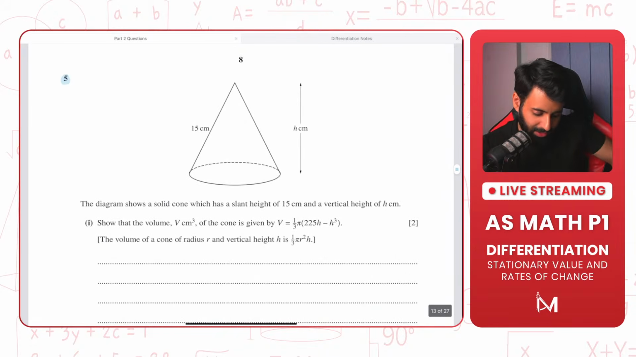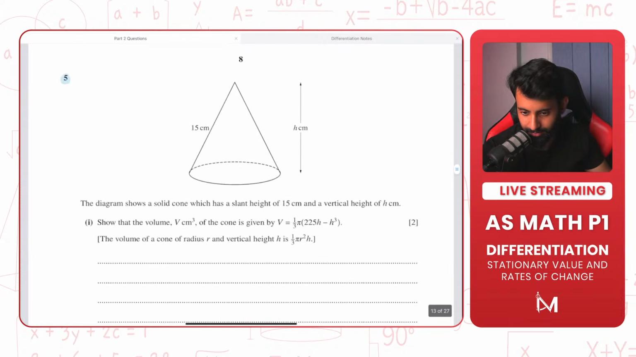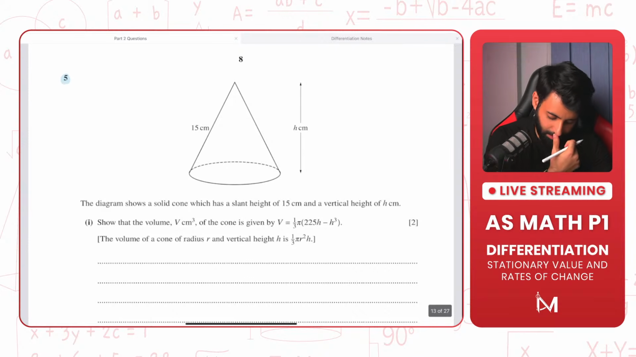Okay, so it says here, this is a question from October-November 2019, paper 12. Remember that. And question number 5. It says here, the diagram shows a solid cone which has a slant height of 15 centimeter and a vertical height of h centimeter. Show that the volume V centimeter cube of the cone is given by so and so.